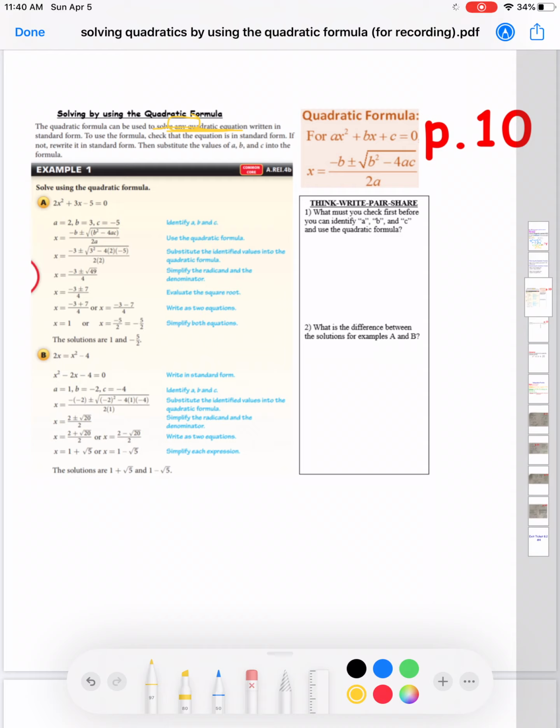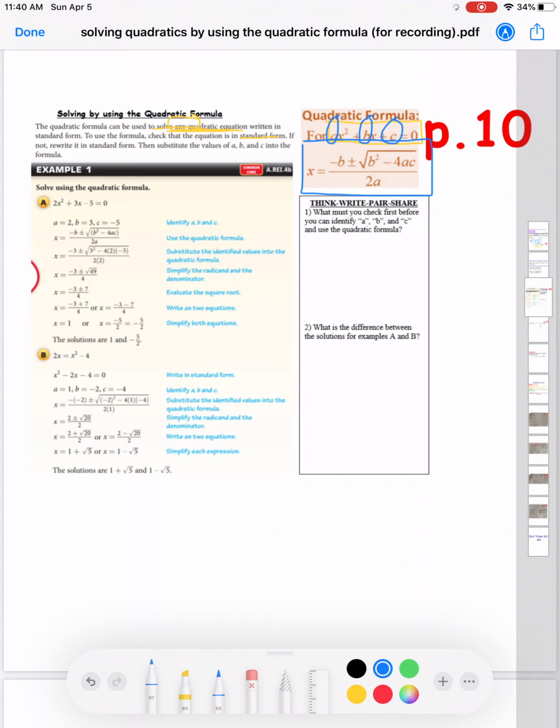It says to use the formula, check that the equation is in standard form, which we know looks like this: ax squared plus bx plus c equals 0. And it says if it's not, rewrite it in standard form, then substitute the values for a, b, and c into the formula. So again, we want to write it in standard form, and then we identify our a, our b, and our c, and we just go ahead and substitute into our quadratic formula.